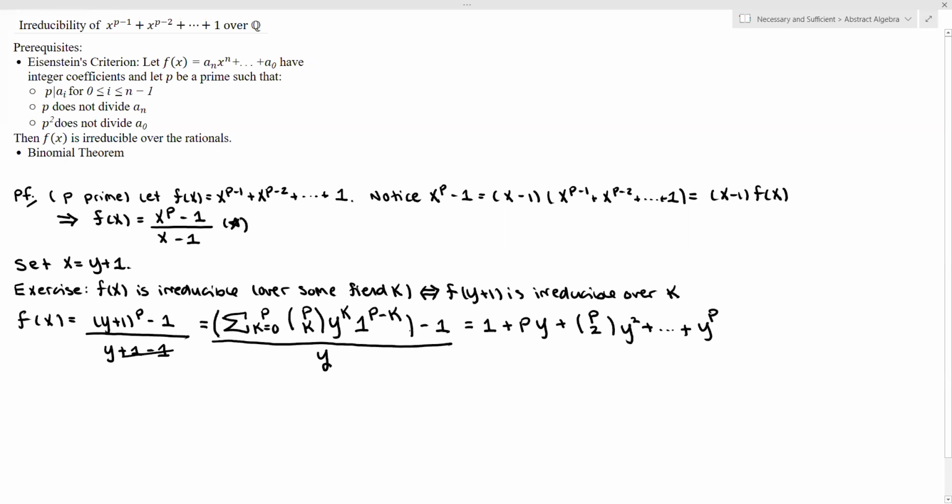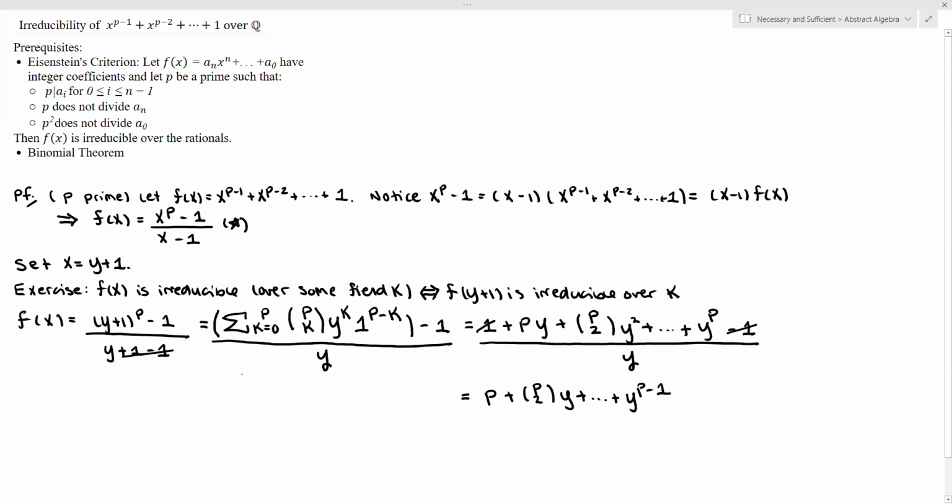So that takes care of what's in the parentheses. We still need to subtract off 1. And let's divide everything by y. Then these ones cancel. And what do we get? We have p plus p choose 2 y plus dot dot dot plus y to the p minus 1.